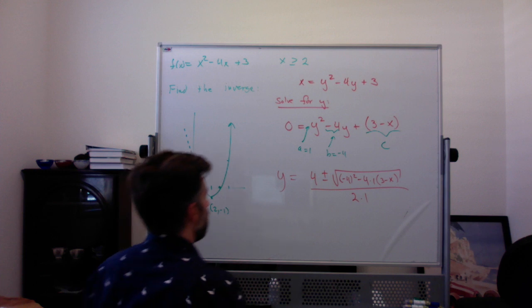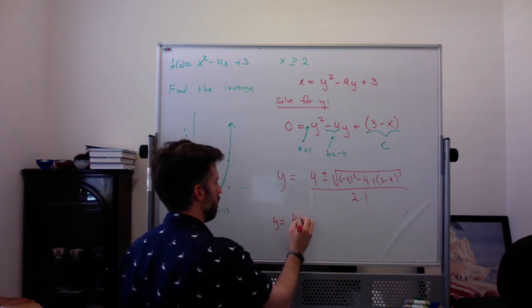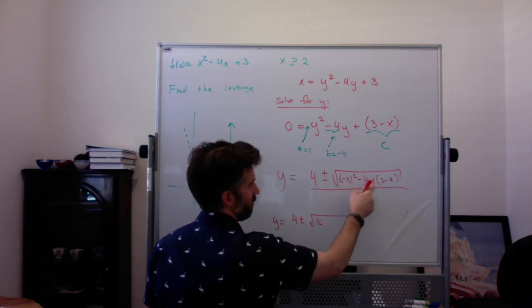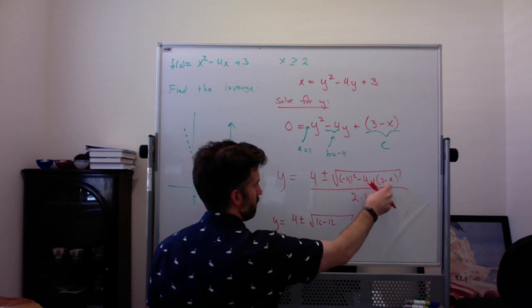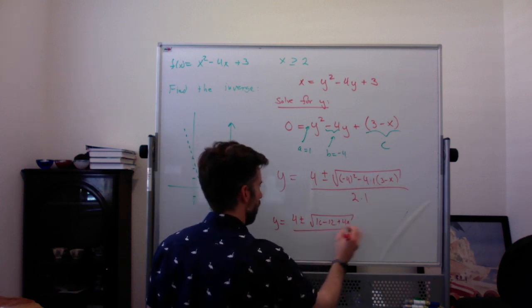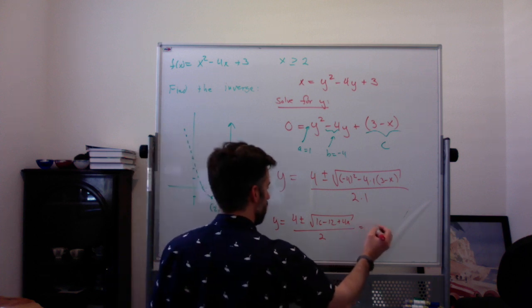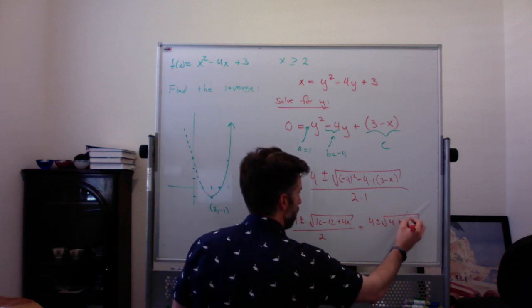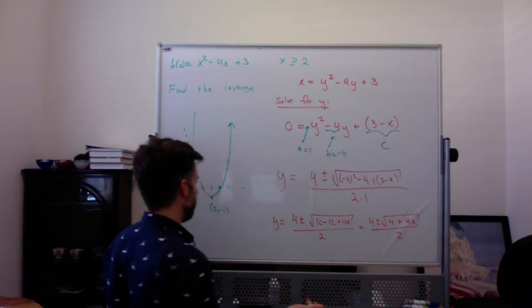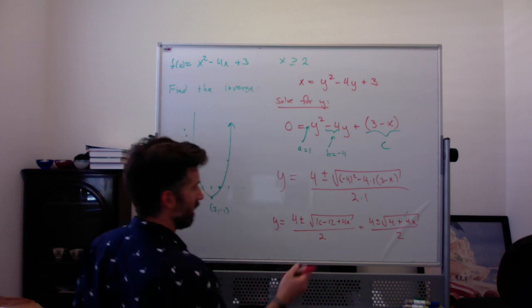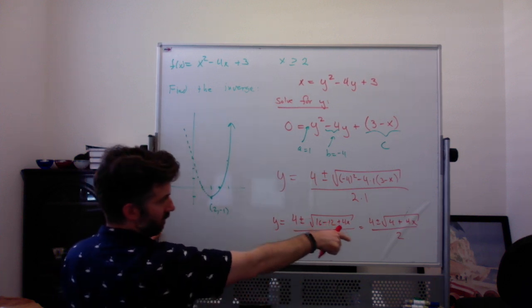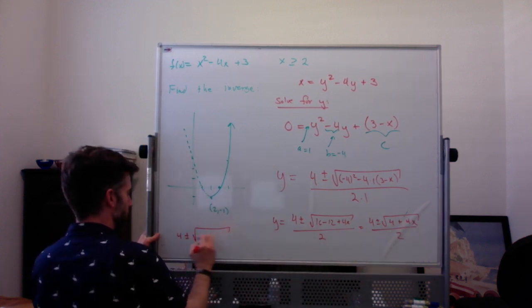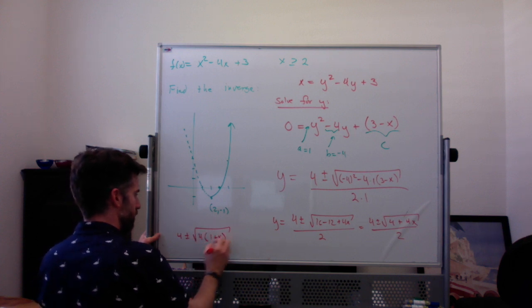Right, simplifying, I get y equal to 4 plus or minus the square root of 16 minus 4 times 3 is minus 12, minus 4 times minus x is plus 4x, all over 2. I can simplify a little bit further and get 4 plus or minus the square root of 16 minus 12 is 4, plus 4x, all over 2. This actually simplifies really nicely. If I break that up, I can factor out a 4 from inside here. So I've actually got 4 plus or minus the square root of 4 times 1 plus x, all over 2.